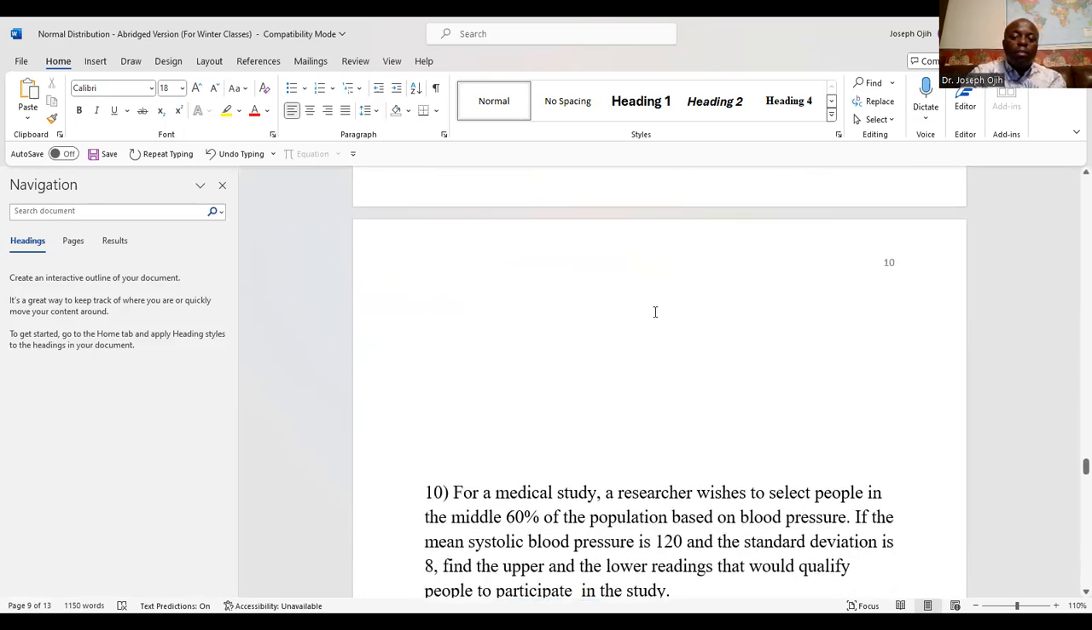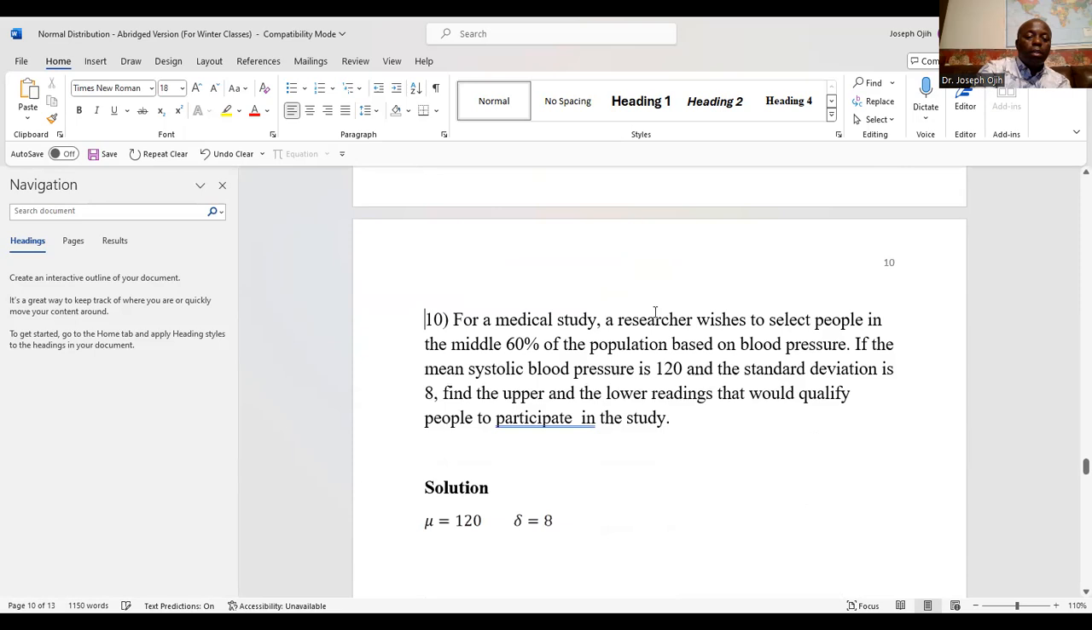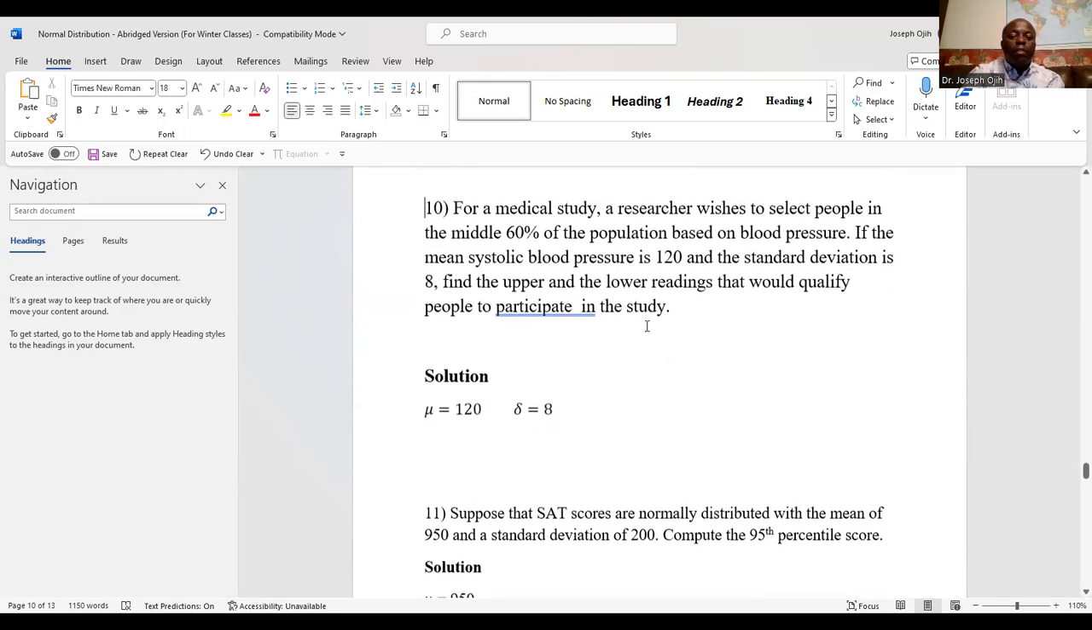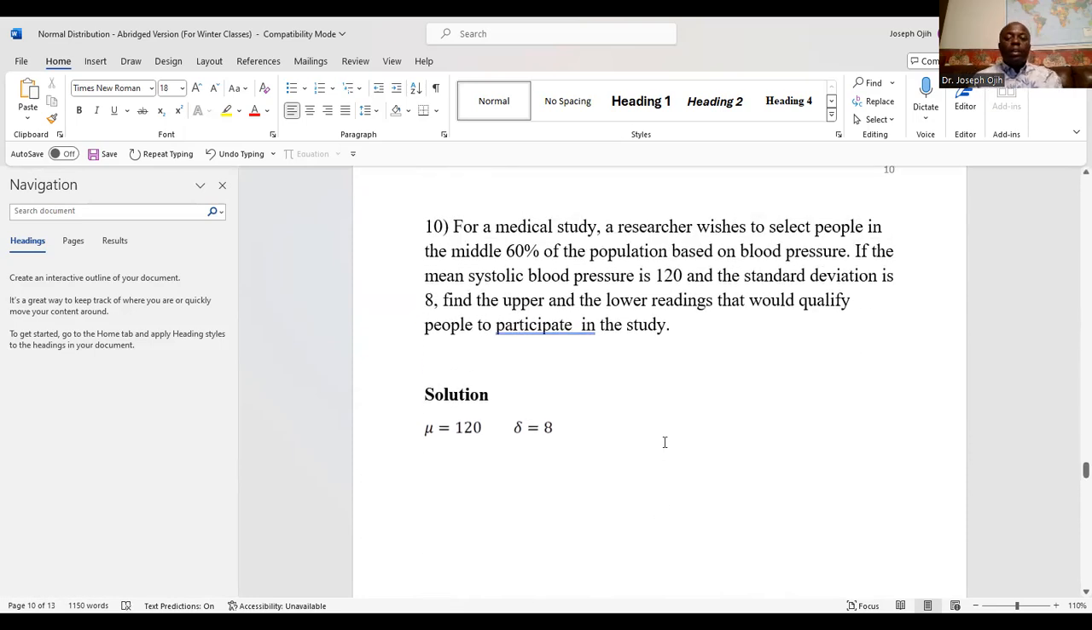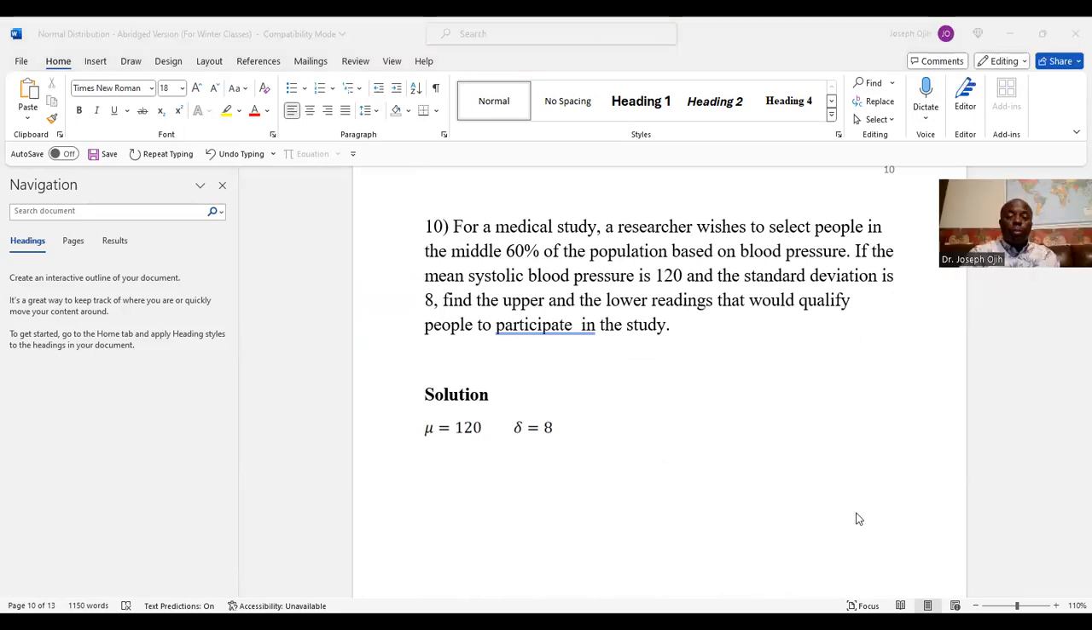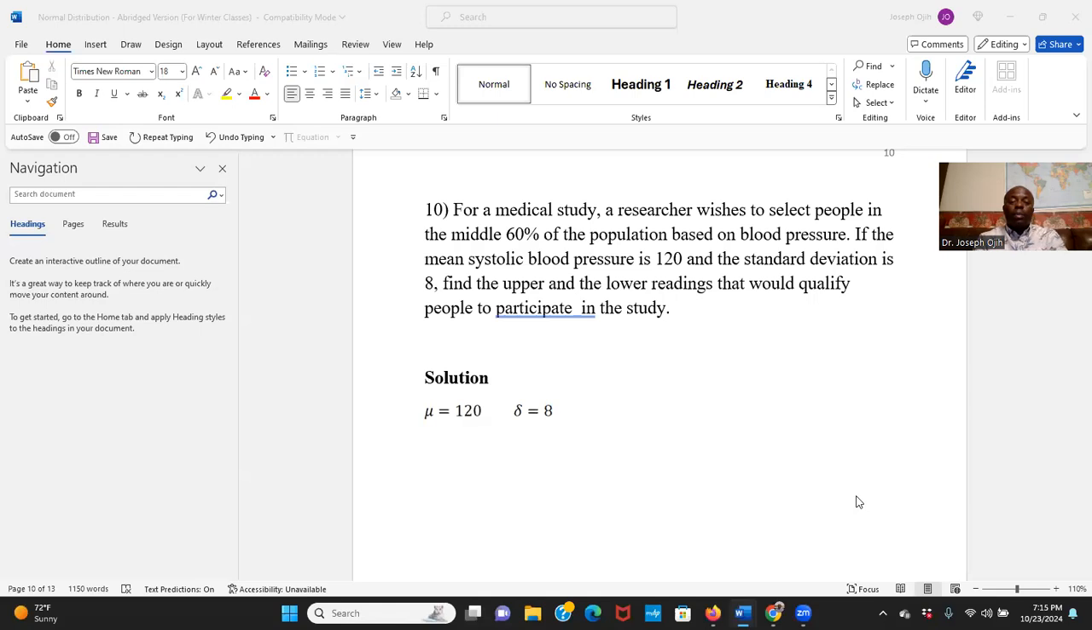Now let's try another one then. This one says, for a medical study, a researcher wishes to select the participants in the middle 60% of the population based on their blood pressure. If the mean systolic blood pressure is 120 and the standard deviation is 8, find the upper and lower readings that will qualify people to participate in the study.